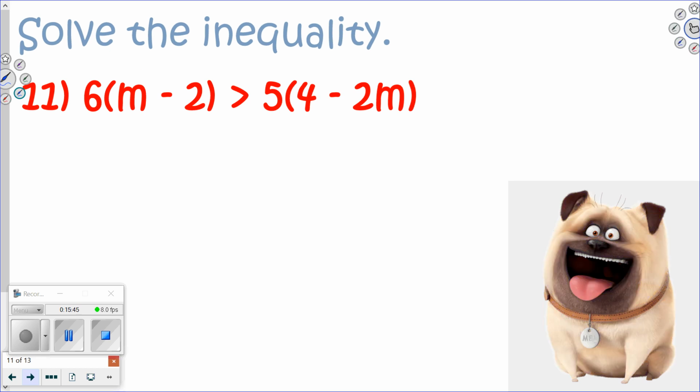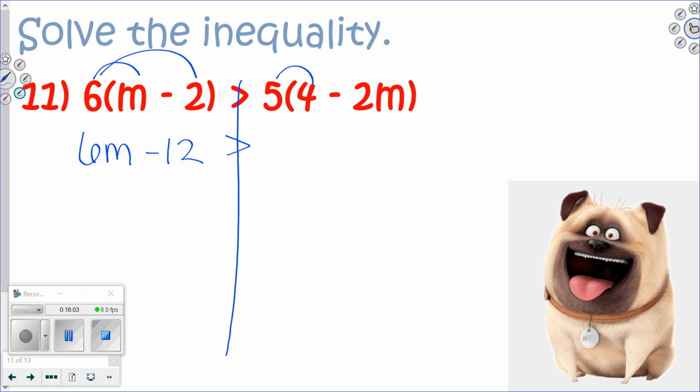All right, on your own. All right, guys. Hold on, let's go through this. We'll talk through it. It'd be all right. So we will go ahead and distribute. So we should have 6m minus 12 greater than 20 minus 10m. All right. Casey, what'd you do next?